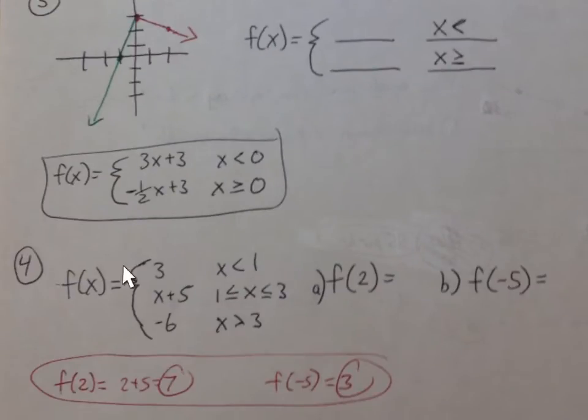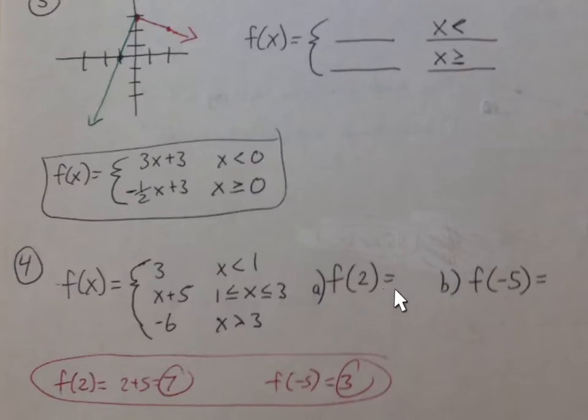For this one, here's my function. It's a piecewise function, and I want to find what f of 2 is and f of -5 is. To find f of 2, what I do is I look at the 3 intervals and see which interval 2 is in. 2 is not less than 1. 2 is between 1 and 3. So I'm going to use this function, and I plug in 2. 2 plus 5 is 7. There it is. 2 plus 5 is 7.